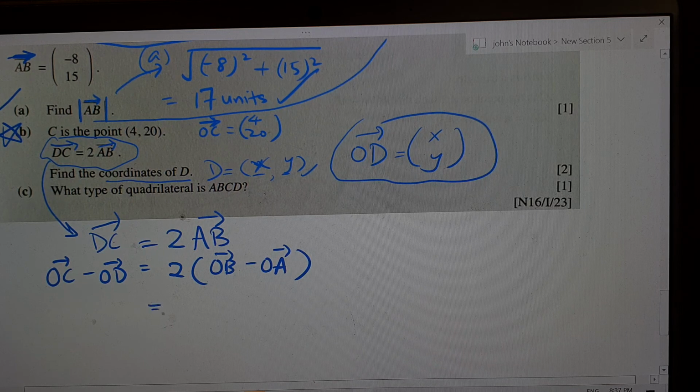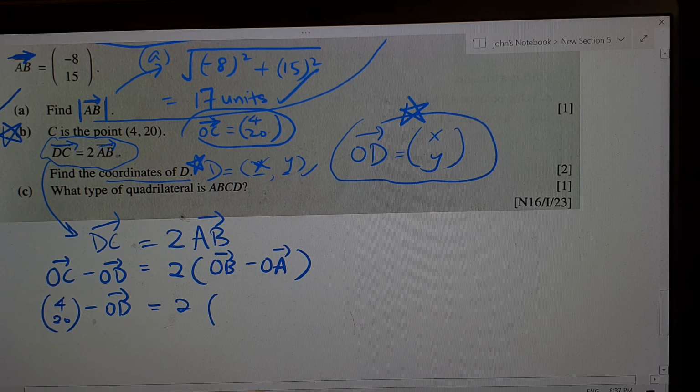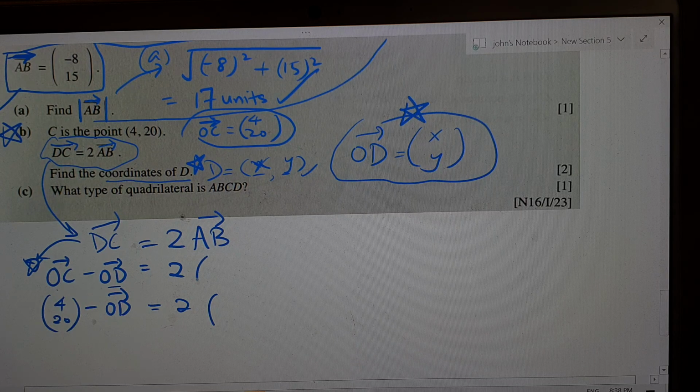Okay, then now, OC. Do we know OC? Yes, we know OC here. This is your (4, 20), right? Do we know OD? We don't know. That's what we want to find. Once we know OD, we will know this. Then now this is your 2. What is AB? Do we know AB? Oh dear, I shouldn't be doing this. Why? Because AB is here. So don't do things blindly. Just now we didn't need to break this up, but now we need to break this up because we want to find OD. So whether you need to break up or not depends on the question.